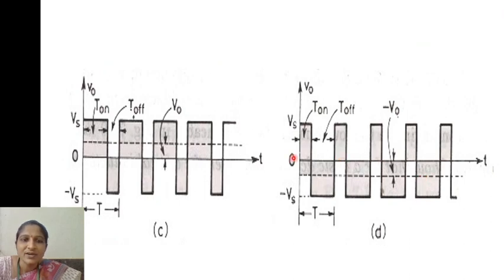So how can you get this positive voltage or negative voltage? Based on the duty cycle. This is the turn on time and this is the turn off time. If the turn on time is greater than the turn off time, the output voltage will be positive. And if the turn on time is less than the turn off time, the output voltage will be negative. So based on the turn on time and turn off time, that is the duty cycle of the choppers, you can get the output voltage as positive or negative.